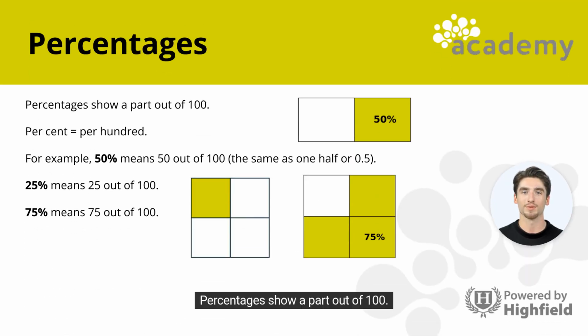Percentages show a part out of 100. Cent means 100, so percent means per 100. For example, 50% means 50 out of 100. This is the same as 1/2 or 0.5. 25% means 25 out of 100. This is the same as 1/4 or 0.25. 75% means 75 out of 100. This is the same as 3/4 or 0.75.